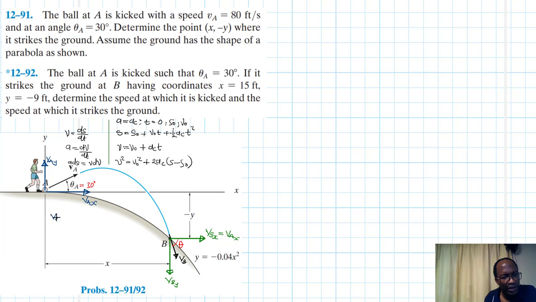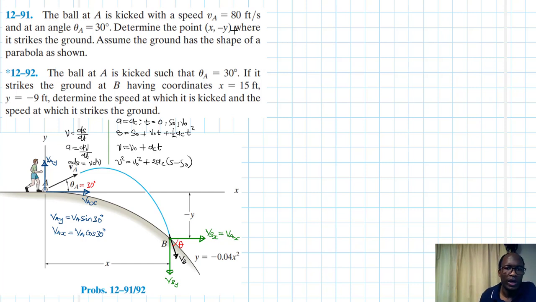And then we know that VAY is just equal to VA sine the angle, which is the same for both cases. And then we have VAX, which is equal to VA cos 30.